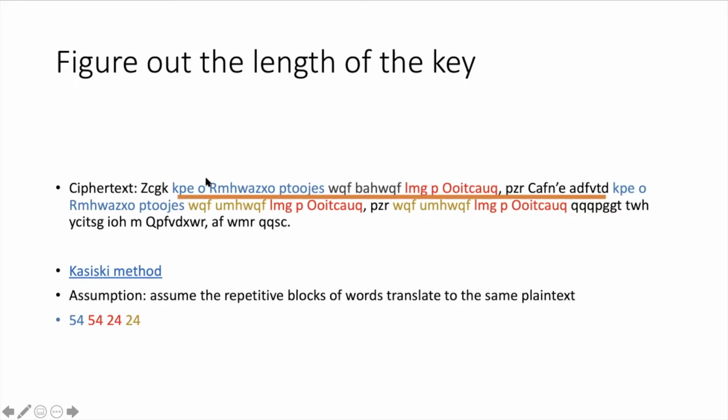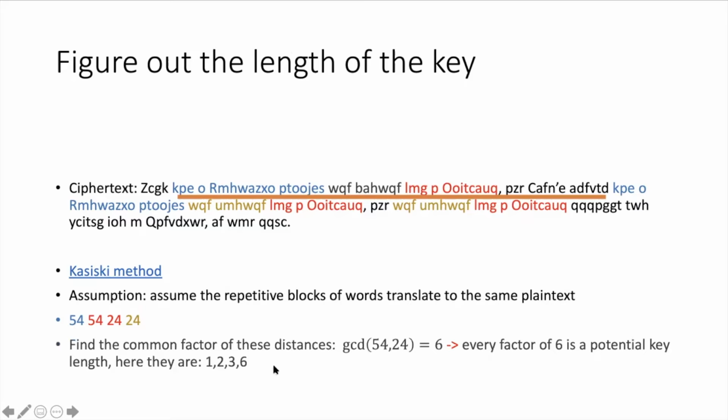For the blue block, the distance between them would be 54 letters, and for the first red to the second red, 54, and from the second red to the third red, 24, and for the first yellow block to the second yellow block, that is 24. And we know that the distance here includes several rotations or a full rotation, so their common factor should be a factor of a multiple of our keyword length here.